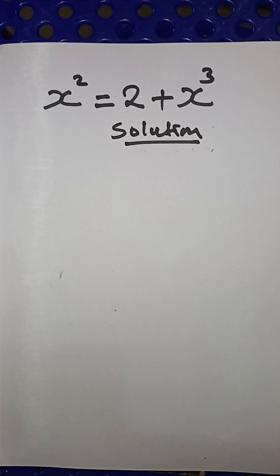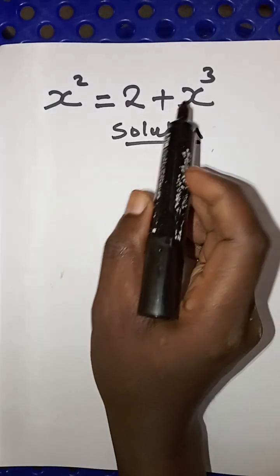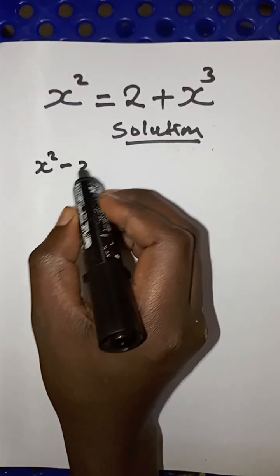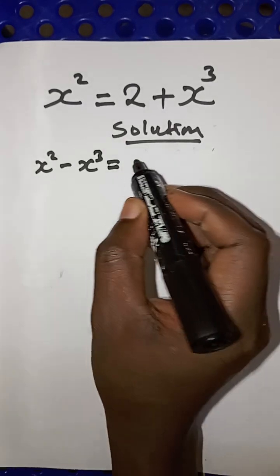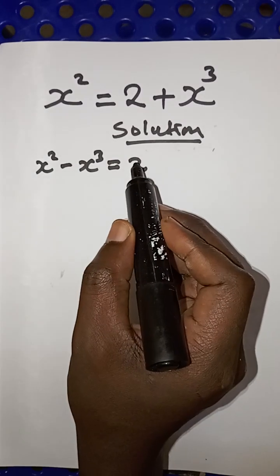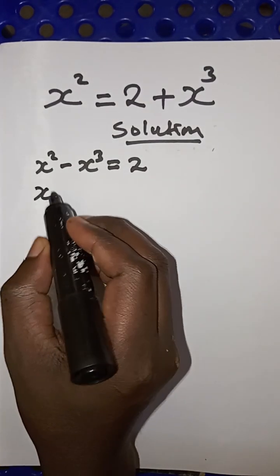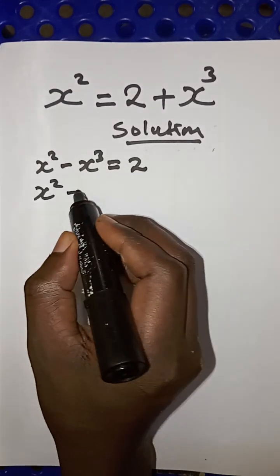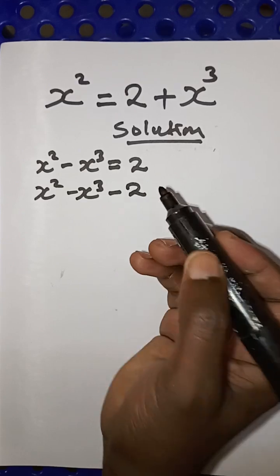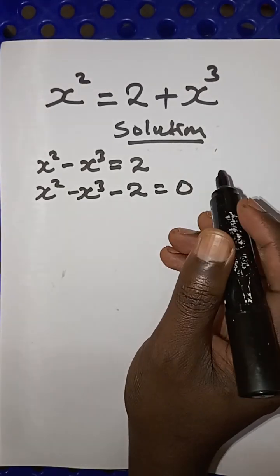I'm going to start by taking this on the other side so that I have x squared minus x cubed equals 2. Next, I'm going to take 2 on the other side again so that I have x squared minus x cubed minus 2 equals 0.